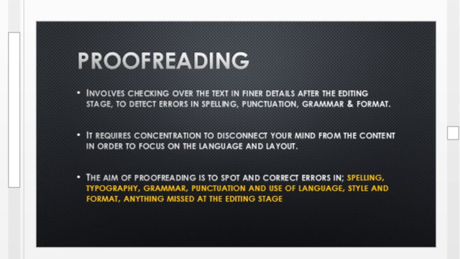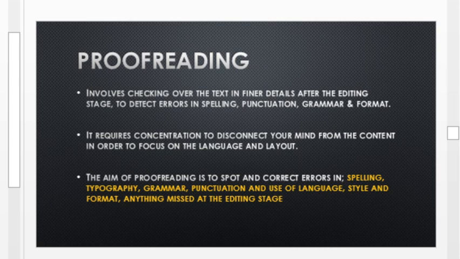Meanwhile, proofreading involves checking over the text in finer detail after the editing stage, because this will help us detect errors in spelling, punctuation, grammar, and format. This one is for the smaller things like commas, semicolons, brackets, full stops, dashes. Okay, and it requires concentration to disconnect your mind from the content in order to focus on the language and the layout. So the focus for proofreading is the language and the layout.